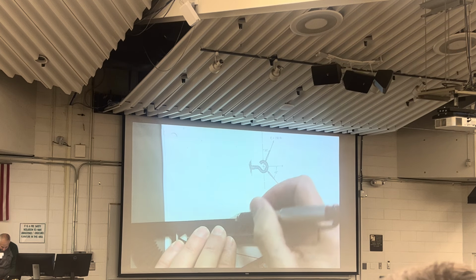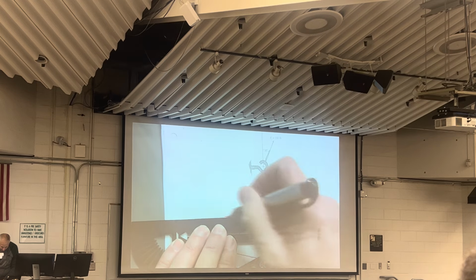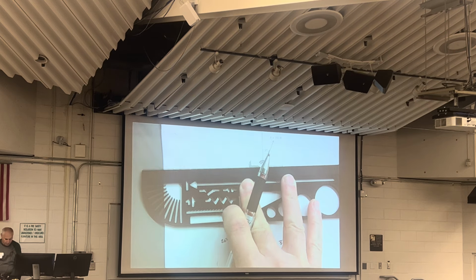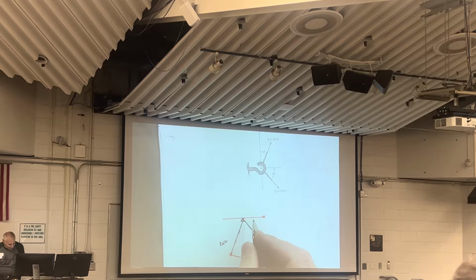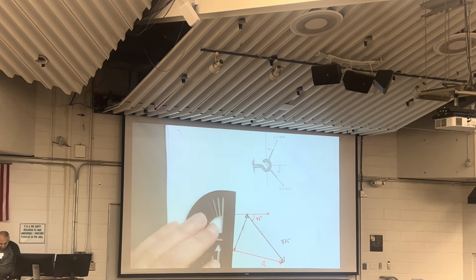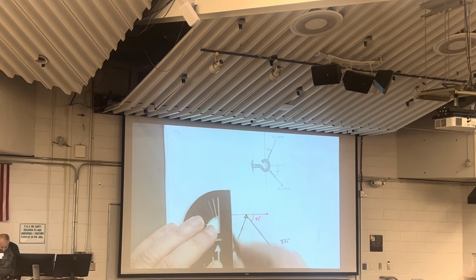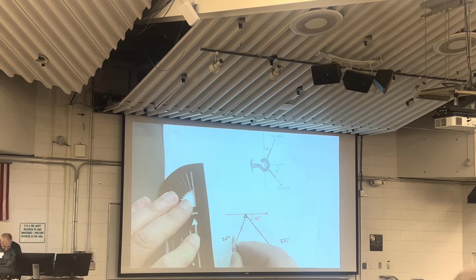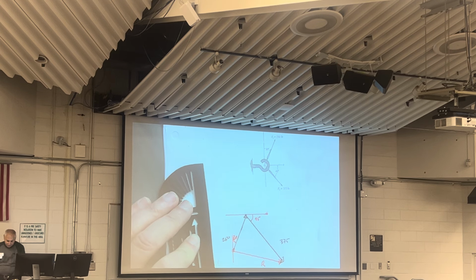Well, I'm going to draw a horizontal line, which is in essence parallel to that X that you see. This angle here has to be 45. Yes? I'm going to draw a line right here, which in essence is perpendicular to the Y. That angle is 30. Yes?